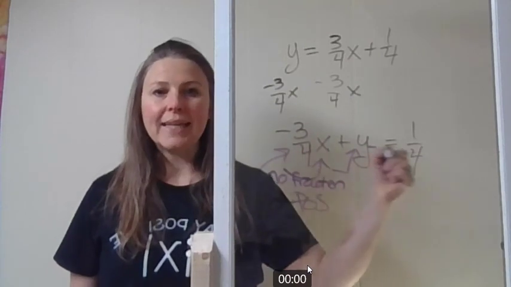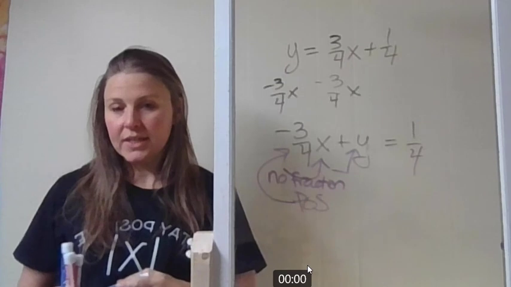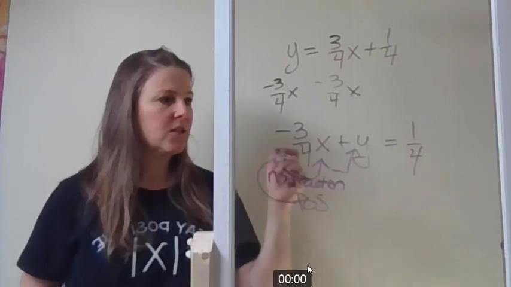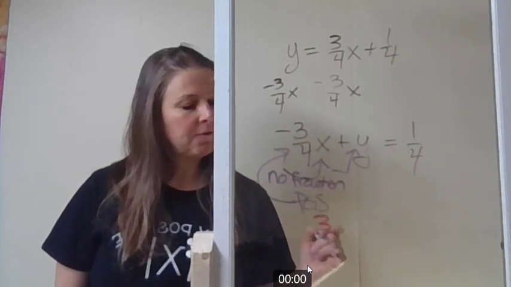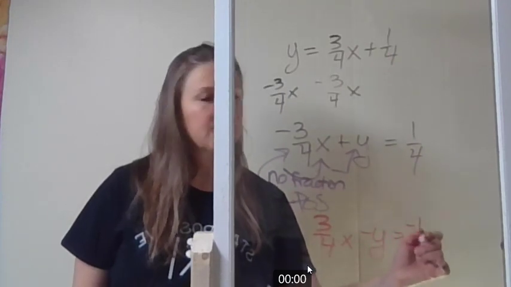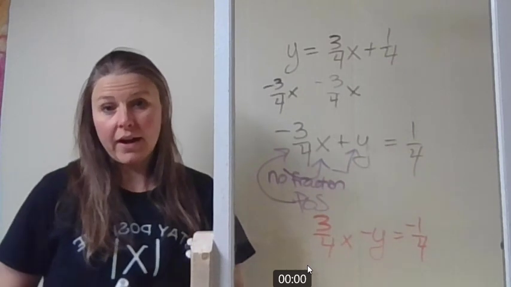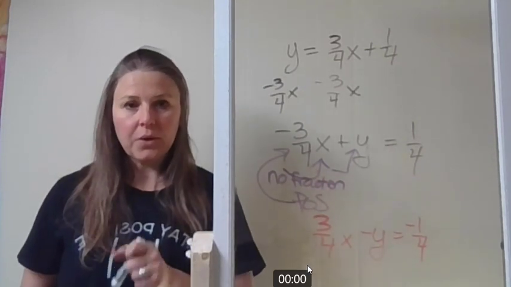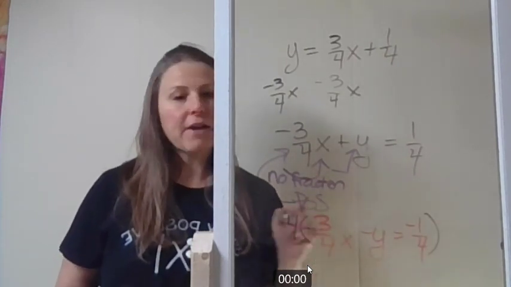So in order to get this x to be positive and no fraction, we're going to need to get rid of the negative first of all. So let's actually just do this in 2 steps. So we can write this as 3/4 x minus y equals negative 1/4. You can get that by multiplying everything by negative 1 or dividing everything by negative 1. And then to get rid of that divide by 4, we can multiply the whole entire equation by 4.